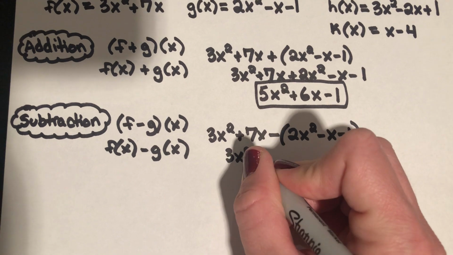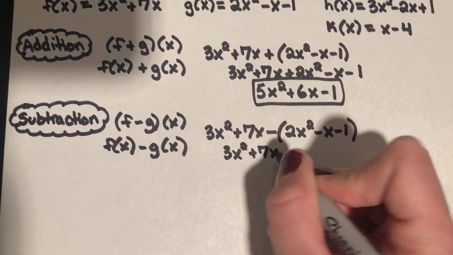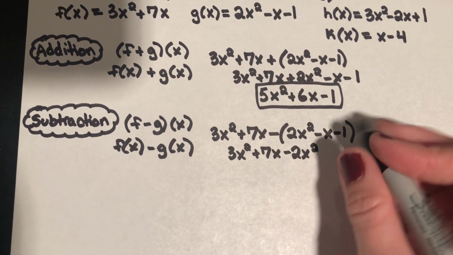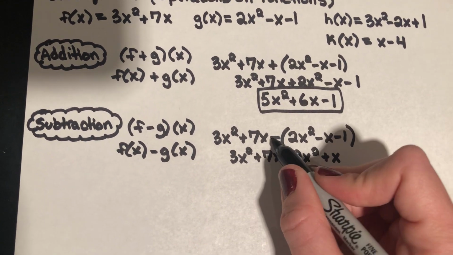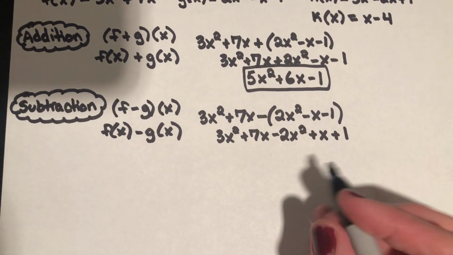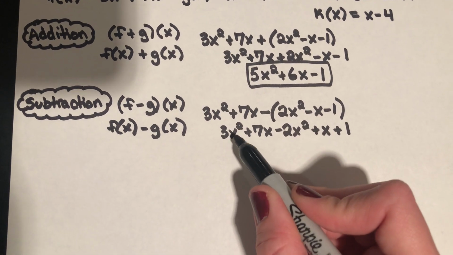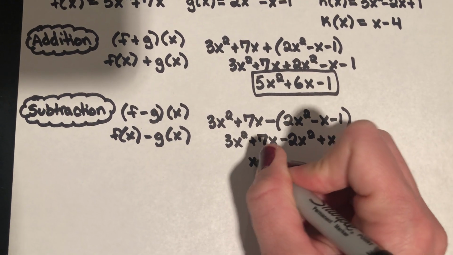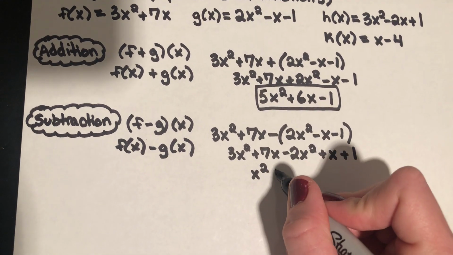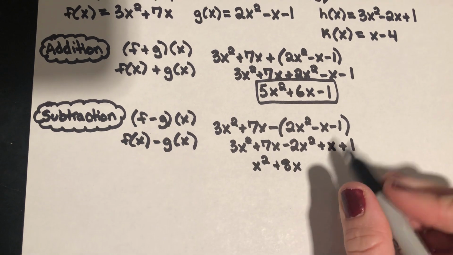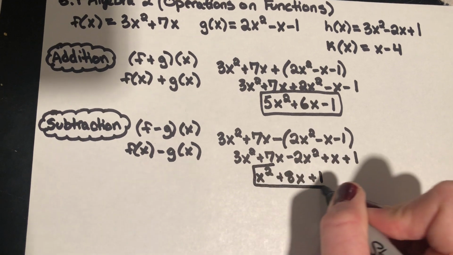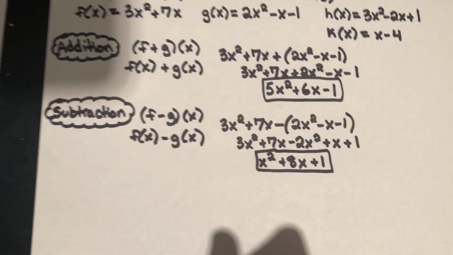So 3x squared plus 7x minus 2x squared, minus a negative is really plus x. And again, minus a negative is plus 1. So that is what that simplifies to. Let's fully simplify it. Find the like terms. 3 minus 2 is 1x squared. 7 plus 1 is going to be 8x. And we have a plus 1. And there we go. All right.